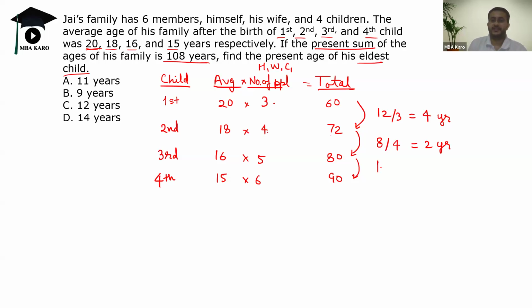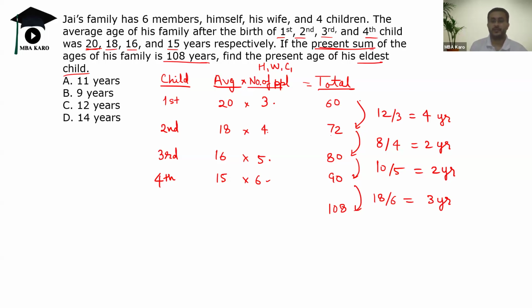Next increase is of 10 years. And there are 5 people. So it will take 2 more years for it. Now, are we done with the question? It is saying that the present sum is 108. So after this also, there is an increase. And how much is that increase? 18 years. And how many people are there now? 6 people, right? The fourth child is also born. So 18 by 6, we get 3. So this is the gap between these.